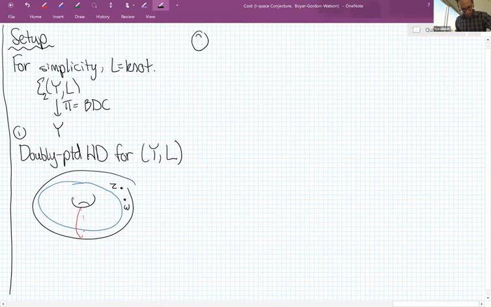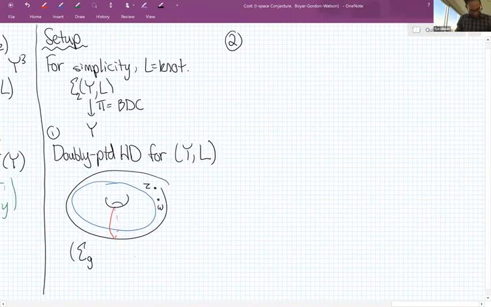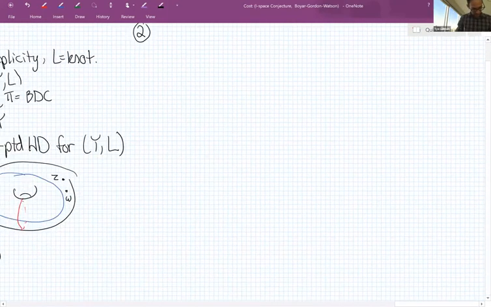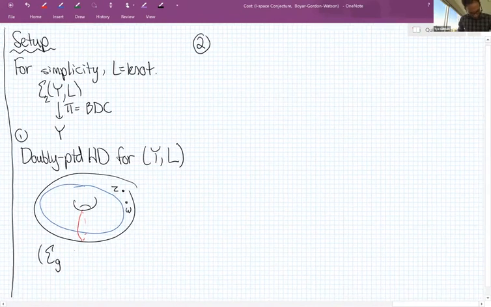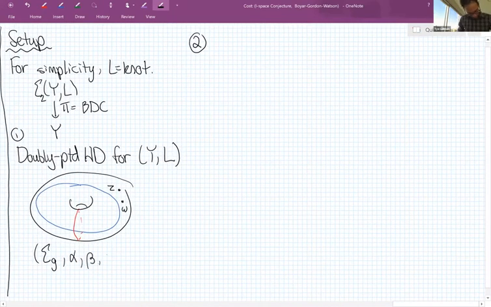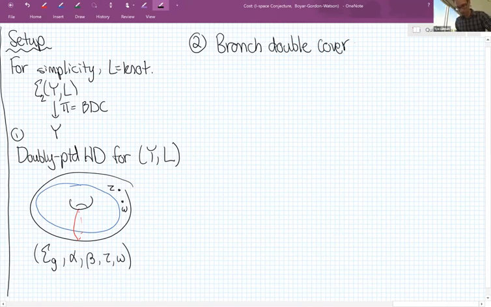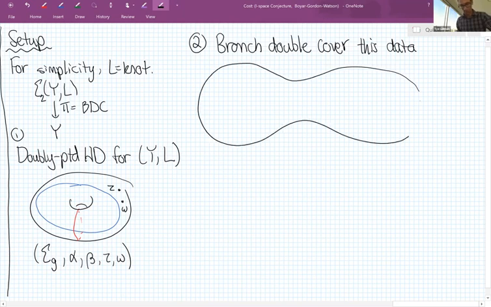The second step is that we just, so maybe we'll give this a name, like sigma, G, alpha, beta, z, w. And then we just take the branched double cover. So we take the branched double cover of all of this data. And so what that might look like would be this.